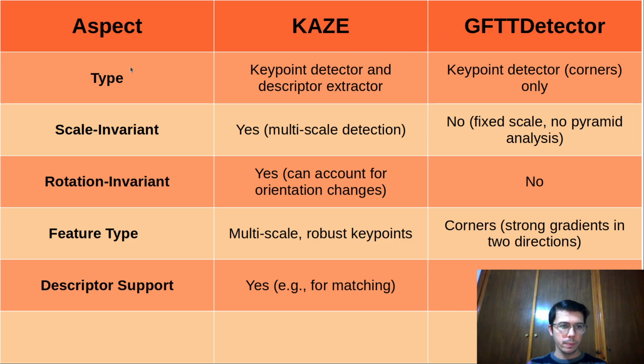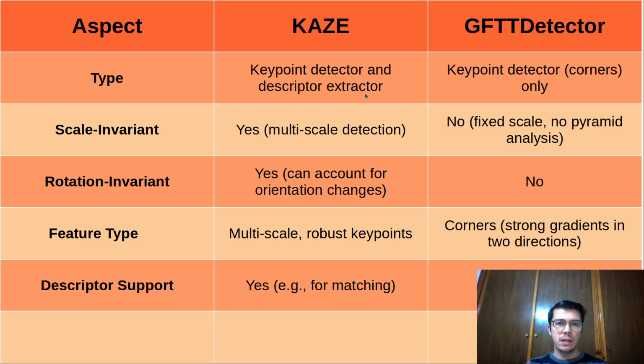Okay, there are 5 categories that I've divided so far, so maybe we can compare accordingly. First of all, the type of KAZE is key point detector and descriptor extractor. This is the important one, because the GFTT detector is only a key point detector. Key point, just remember as corner.